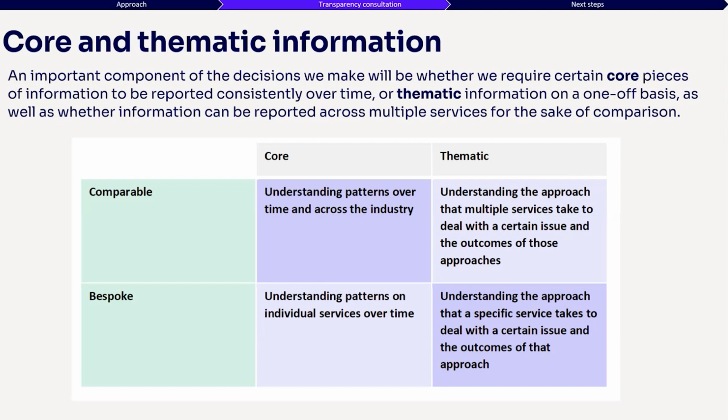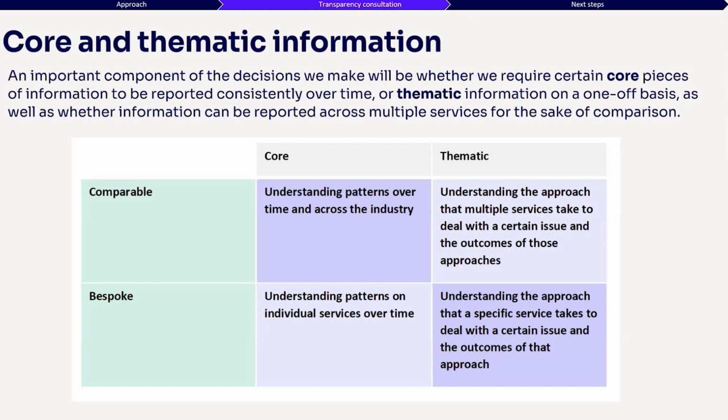Sometimes analysis over time is not going to be helpful nor feasible. So when it's not, we'll be requiring services to report information only once or on an ad hoc or limited basis. So we're calling that thematic information. Moving now to think about the comparability across industry. In thinking about how we can best assess comparisons across the industry, we will need to carefully decide if and when information could be reported in a similar way across multiple services, or whether that information really needs to be bespoke to each service or type of service.